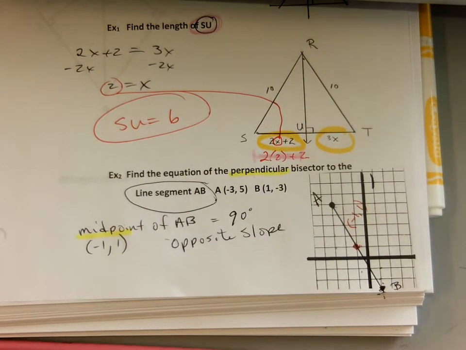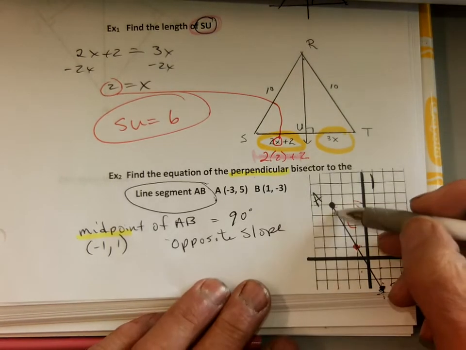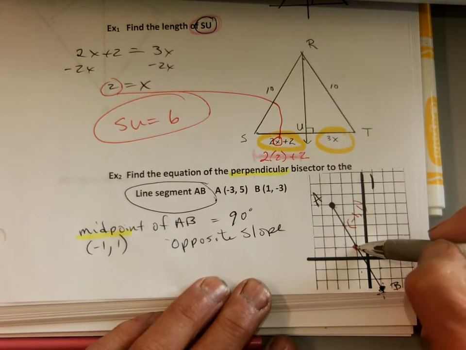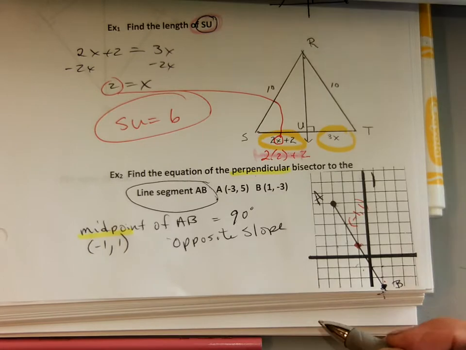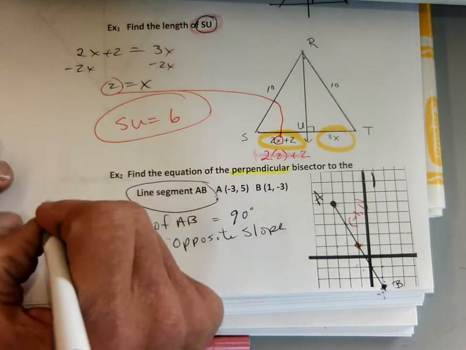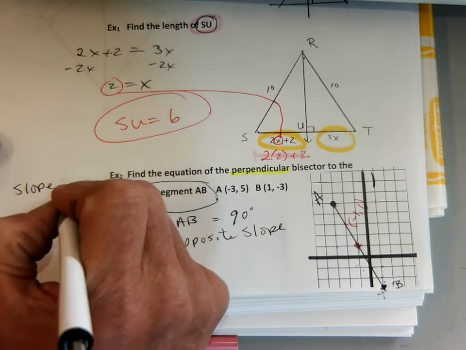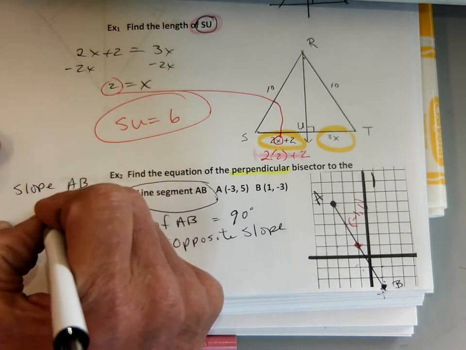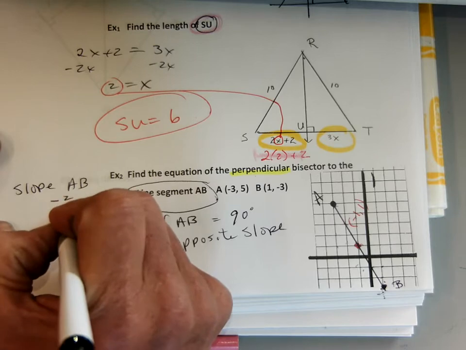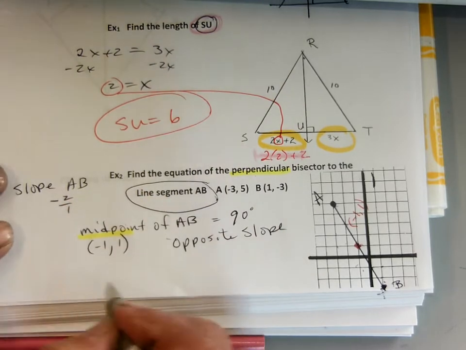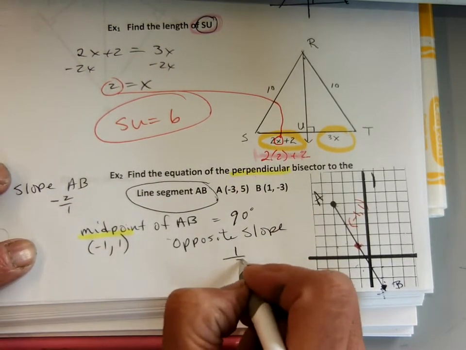So let's see. What is the slope of AB? Well, I can count it. Down 2 over 1. Down 2 over 1. Down 2 over 1. Down 2 over 1. So the slope of AB is down 2 over 1. So then the opposite slope would be up 1 over 2.